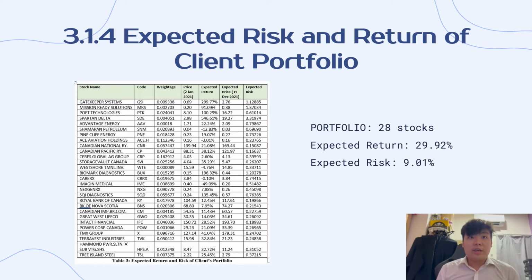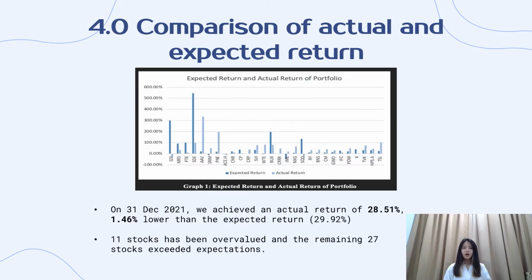After the weightage allocation, there were a total of 28 stocks that were selected, and we expect our return at the end of the year would be 29.92% by expecting a 9.01% risk on return. On 21st December 2021, we received an annual return of 28.51%, which is 1.46% lower than the expected return. By comparing the expected price and the actual price at the end of the year, 11 stocks have been overvalued, while the remaining 17 stocks had outperformed expectations.